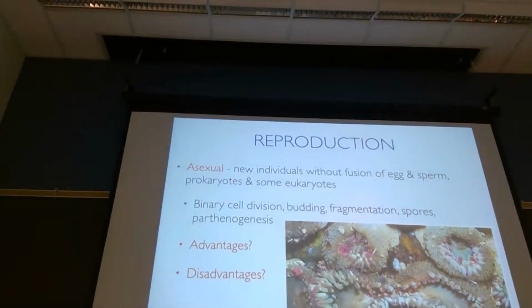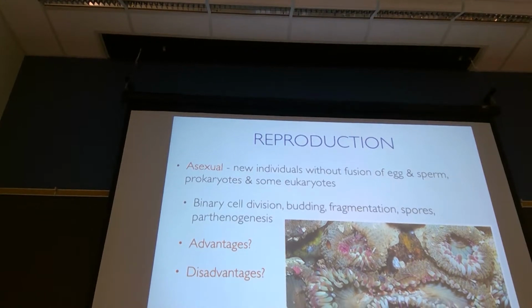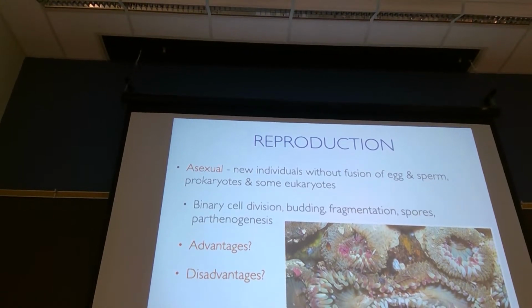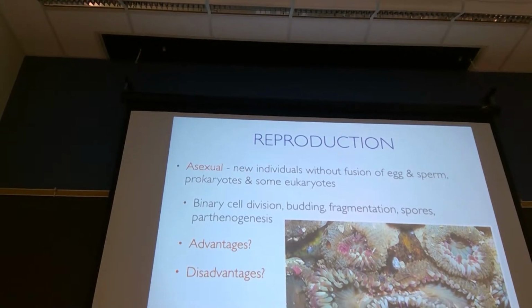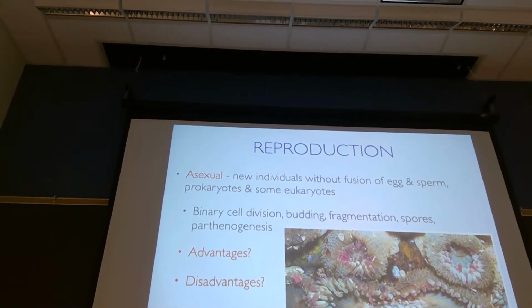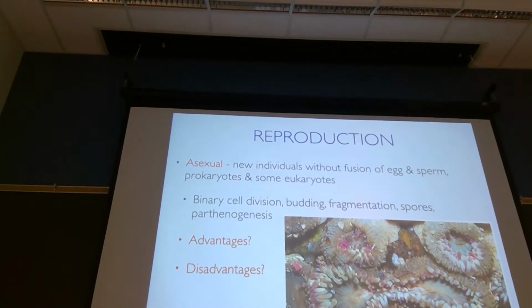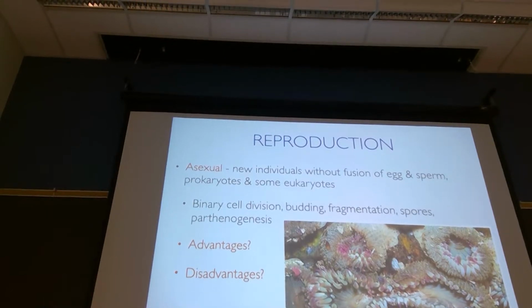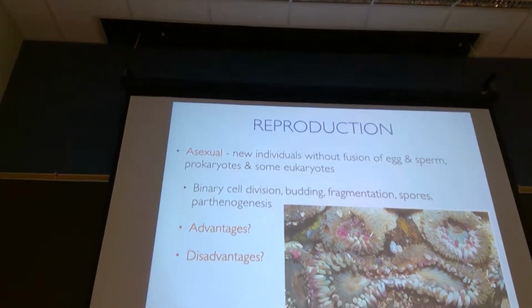So one way that you can reproduce is asexually. New individuals occur without the fusion of gametes. You bud off a new clone of yourself. You may release a spore that is a clone of you, genetically identical. You can send out a shoot next to you that is the same genetically as you. All prokaryotes do this. They go through binary cell division and make an asexual replicant of themselves.